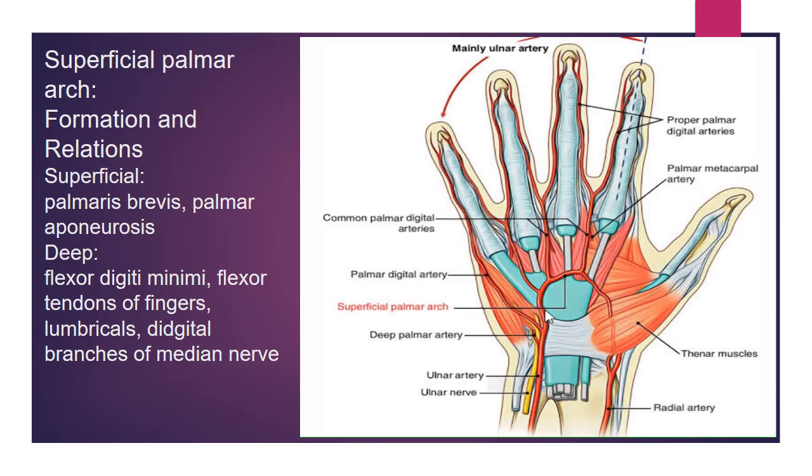Now talking about the relations of the superficial palmar arch. This superficial palmar arch lies deep to the palmaris brevis muscle and the palmar aponeurosis. Whereas, as you can see in this image, we have the flexor digiti minimi muscle, flexor tendons of all the fingers, lumbrical muscles, these ones are the lumbrical muscles, and the digital branches of the median nerve. All these structures lie deep to this superficial palmar arch.